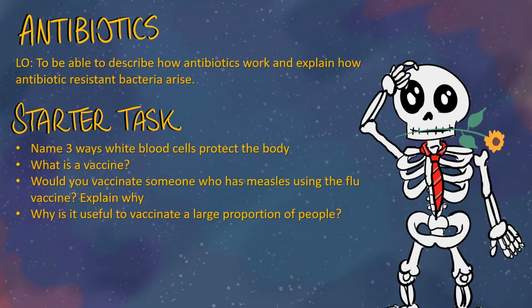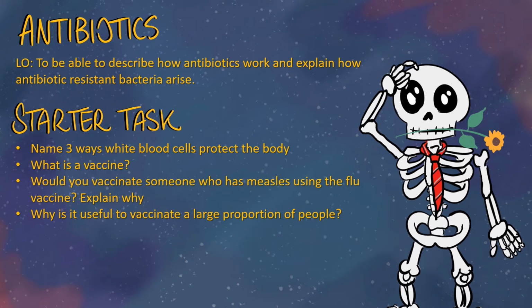Number 3, would you vaccinate someone who has measles using the flu vaccine? Explain why. So no, you wouldn't, because each vaccine, each antibody is very particular to what it will fight against. So the measles vaccine will only fight measles. The flu vaccine will only fight flu. So the antibodies and the antigens have very particular shapes and they have to fit together. So you can't vaccinate someone with a different disease.